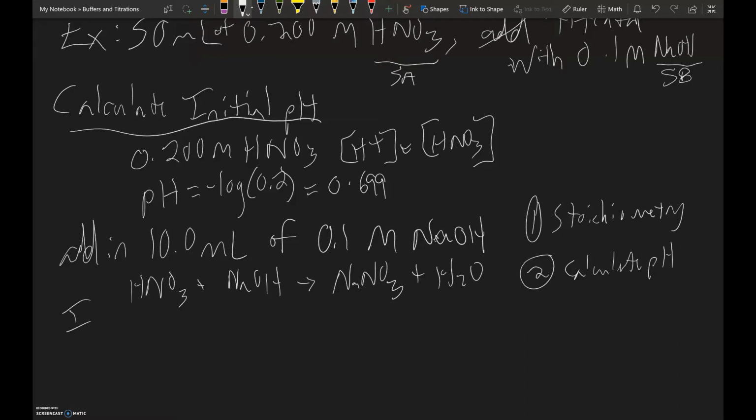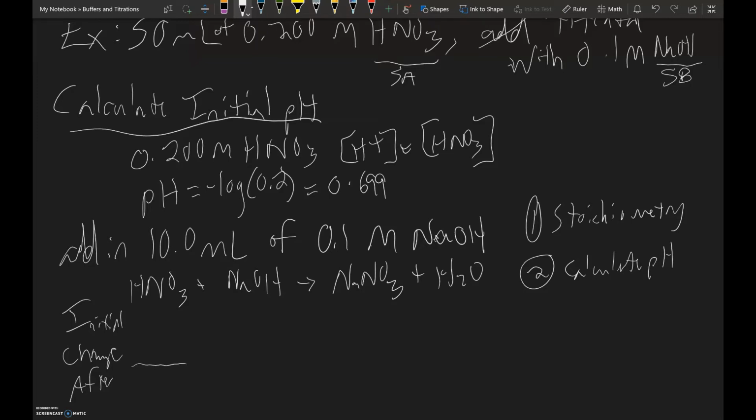Now we're going to figure out our initial, and then we're going to figure out the change, and then we're going to figure out after. This is not the ice chart. This is different from the ice chart. It's just the stoichiometry specifically. So we need to figure out how much of the nitric acid is left over after the titration.